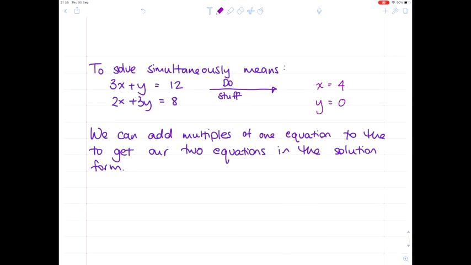So we know from work that we did in Matrix is to solve simultaneously means you take your two equations and you do stuff. Maybe you substitute for y in terms of x, and you want to end up with a new system of equations which look much simpler and give you the answer. So you might never have really thought of your answer as a set of equations, but this is a system of equations. It says x is equal to 4 and y is equal to 0. Now we know that we can add multiples of one equation to get our two equations into the solution form.